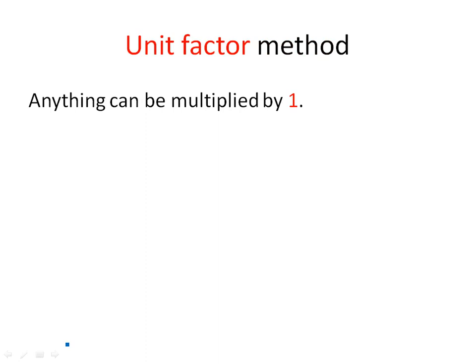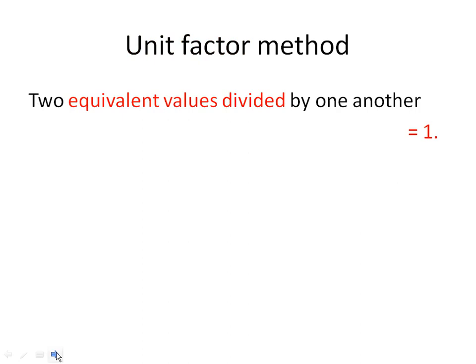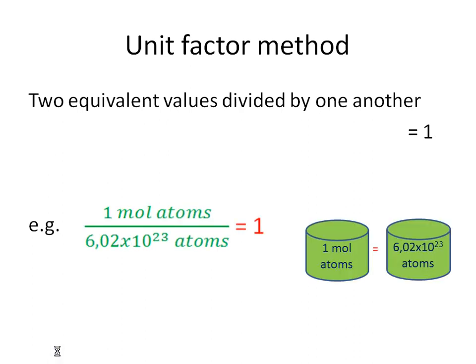Remember that in the unit factor method, we rely on the fact that anything can be multiplied by 1. This becomes useful when we also remember that two equivalent values divided by one another equals 1. This is most useful when we use two values that aren't so obviously equal to one another, like here.